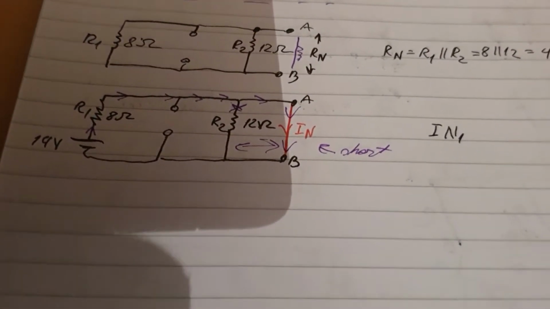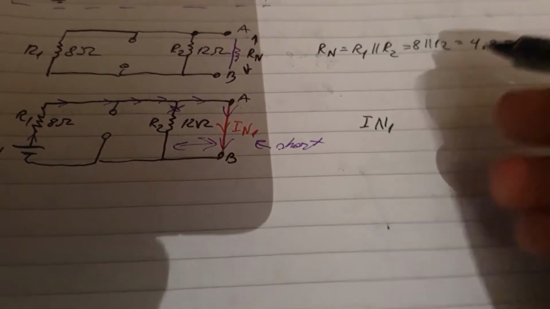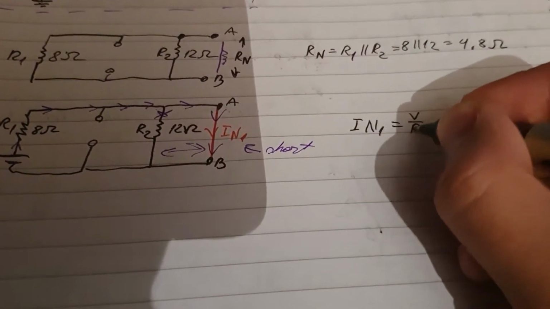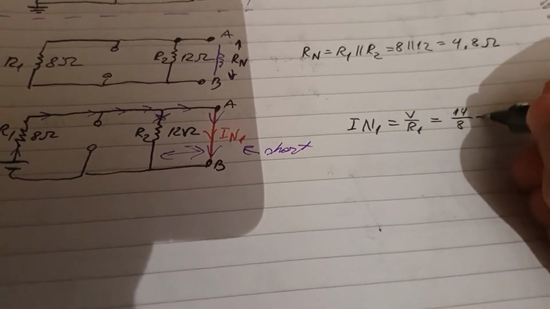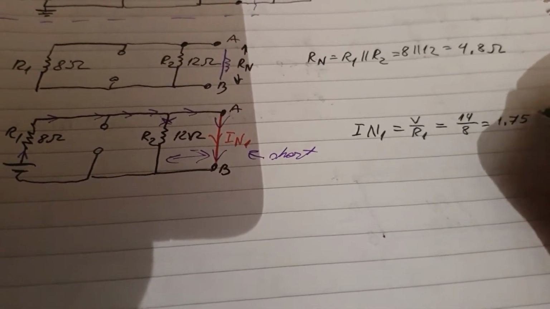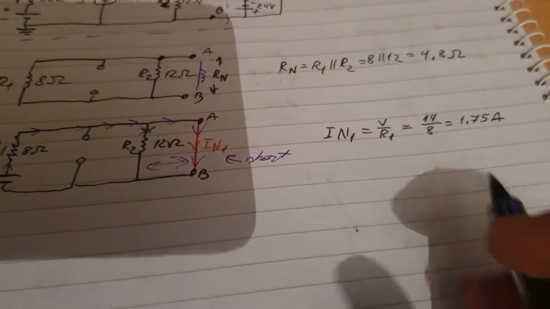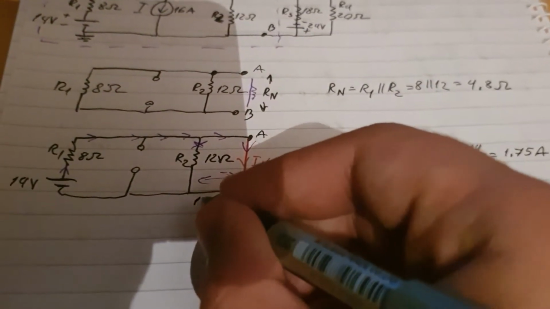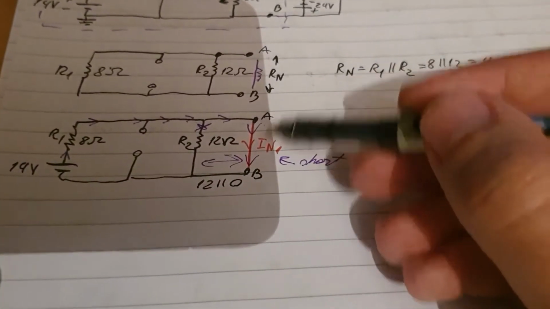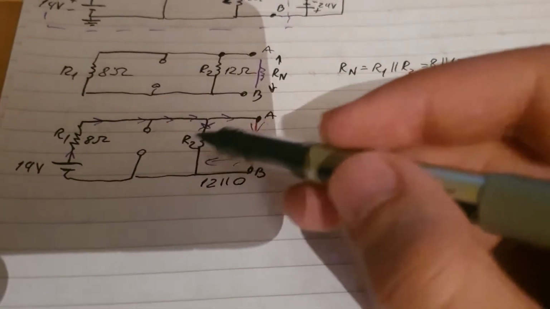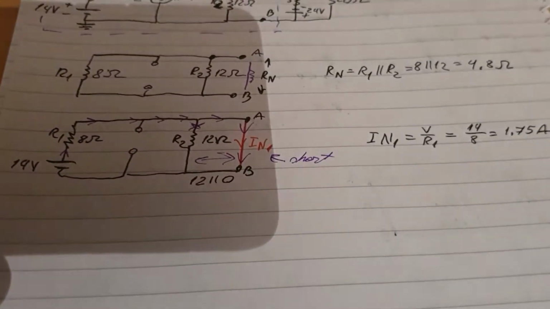IN1. Let me put the 1 in this one as well, because we need to do it for both sources, and this is the first source. IN1 is equal to V over R1, which is equal to 14 over 8, and that's equal to 1.75 amps. So that's the first answer, 1.75 amps. Again, because 12 in parallel with 0 gives you 0, all the current goes through here to IN. So we don't need to calculate the parallel of this resistor.